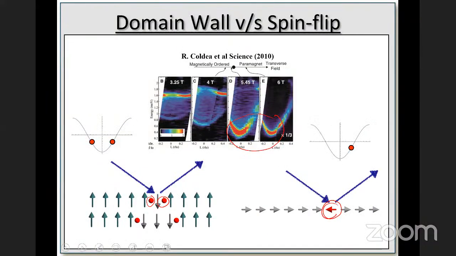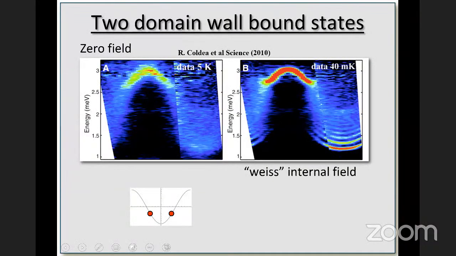So now, if you apply a longitudinal field, and I don't want to go into the chemistry of why the longitudinal field exists, but it does appear at low temperatures, what happens is this continuum of domain walls that you have over here splits up into discrete resonances.